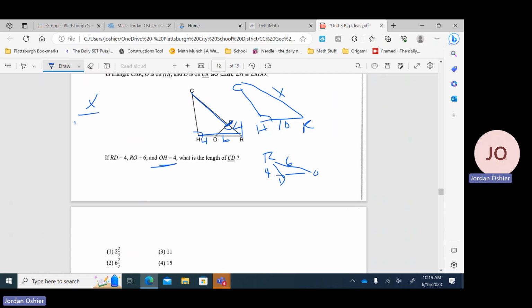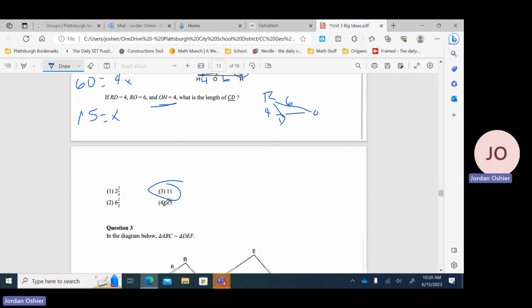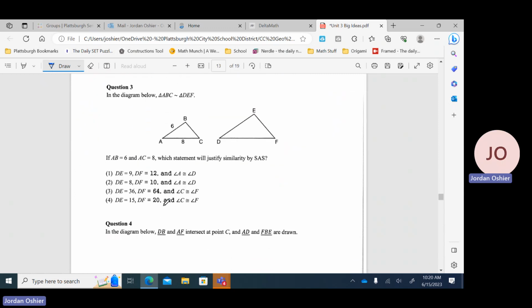So I'm going to set up X is to 10 as 6 is to 4. I get 60 equals 4x. When I divide 60 by 4, I get 15. So 15 is this entire length from here to here. 4 is already taken, so I subtract that and end up with 11 for the length of CD. That's a tricky question because it's super visual.